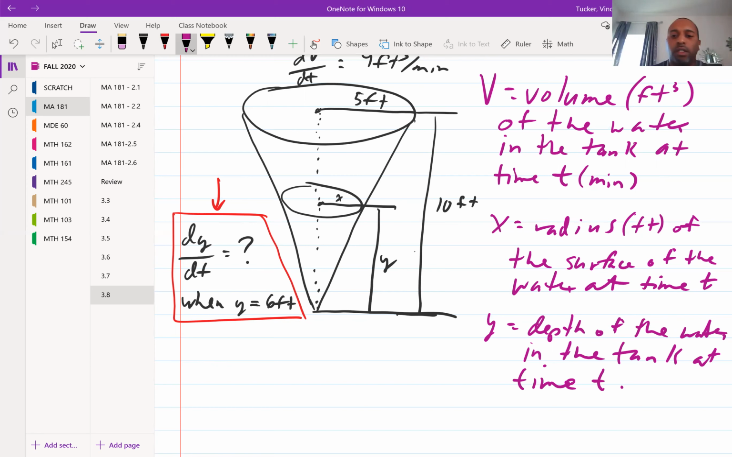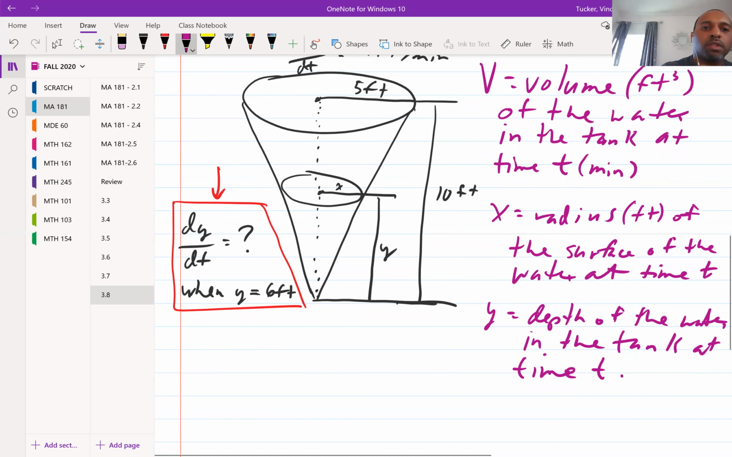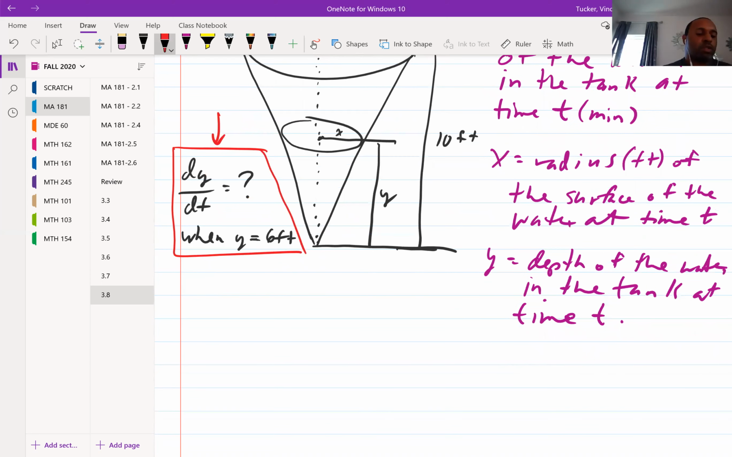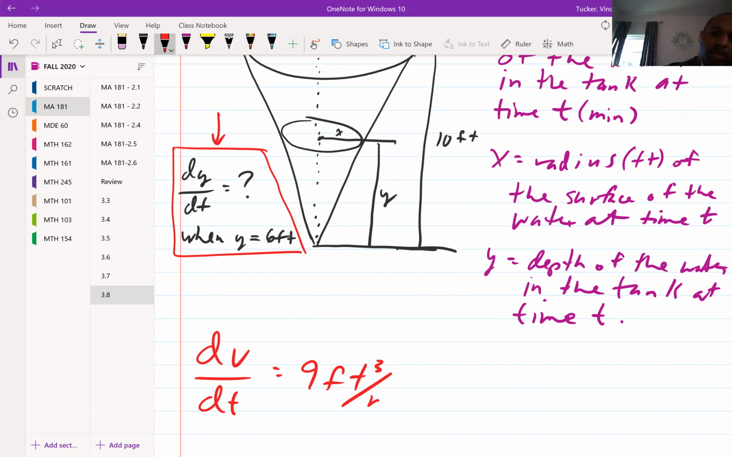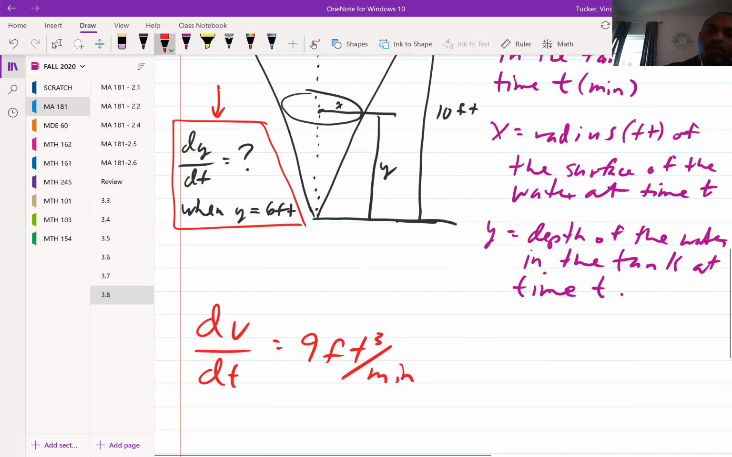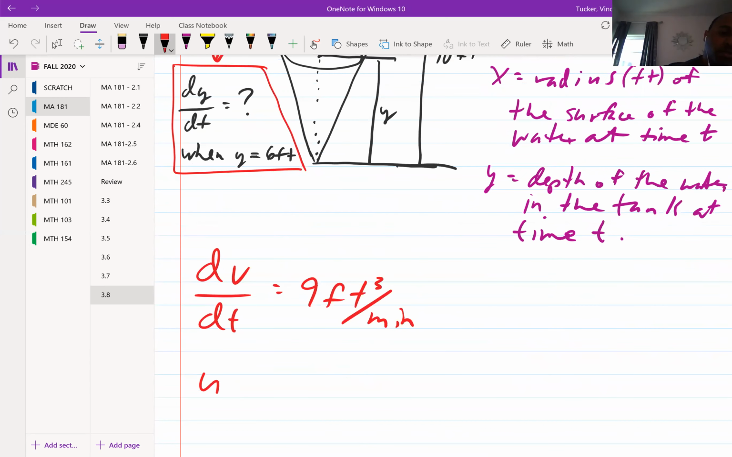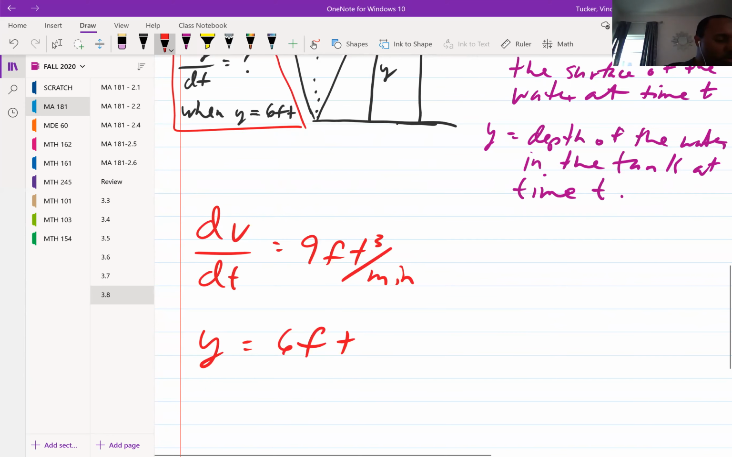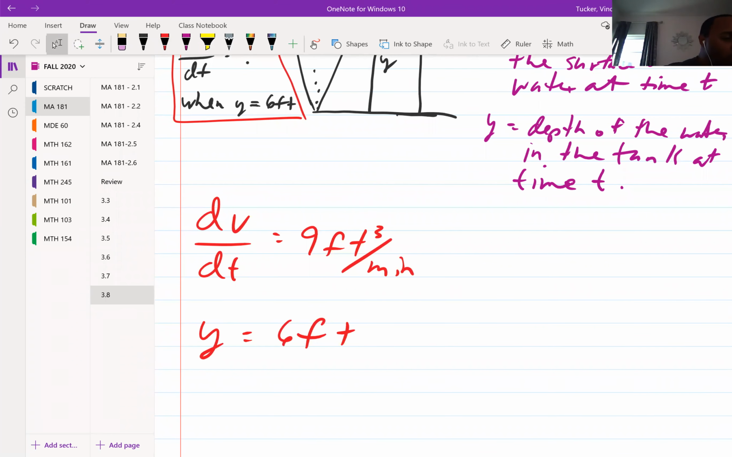So let's look at what we have. The derivative of the volume, 9 cubic feet per minute. Then we have y is equal to 6 feet.